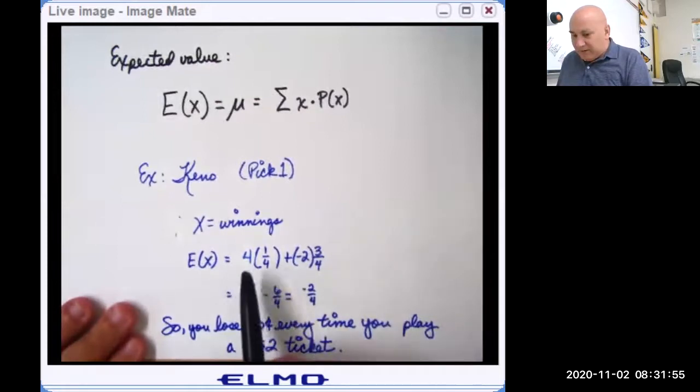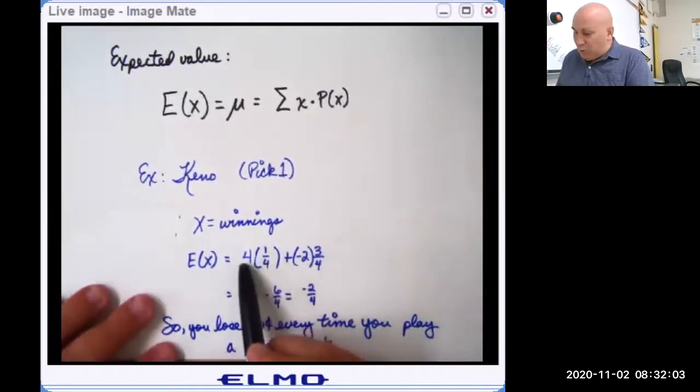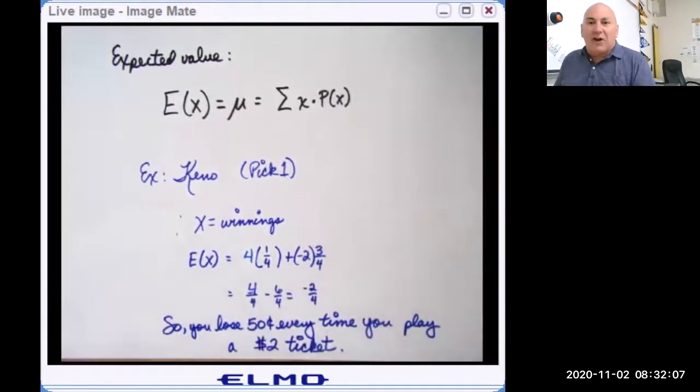You could win $4. You say four, it said 6, but it cost you $2 to play. So you're really only winning $4. And you're going to win that 1/4 of the time. How do I get that 1/4? Well, there are 20 balls out of 80, and any of those 20 balls could be your 1 number. So 20 out of 80 is 1/4.